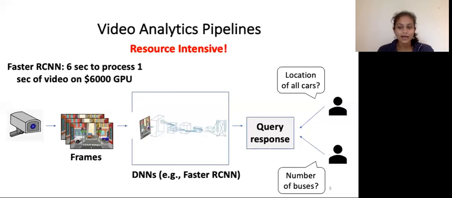In terms of compute cost, while DNNs have been becoming more accurate, they've also gotten larger and more computationally expensive. Faster RCNN, for example, a state-of-the-art object detector, takes about 6 seconds to process 1 second of video on a Tesla P100, which is a $6,000 GPU. And both of these issues blow up further when you consider that an organization like a city or campus typically doesn't deploy a single camera in isolation. They'll more likely deploy multiple cameras on the same network, sending to the same server.